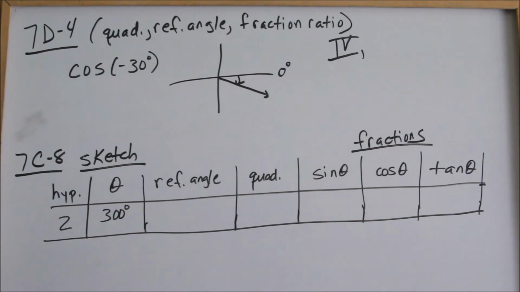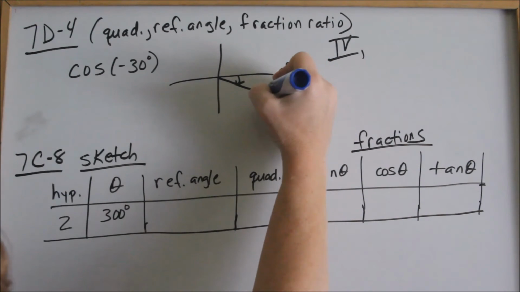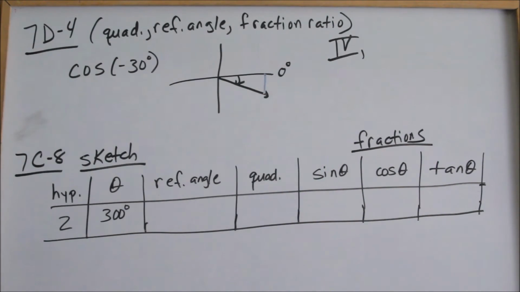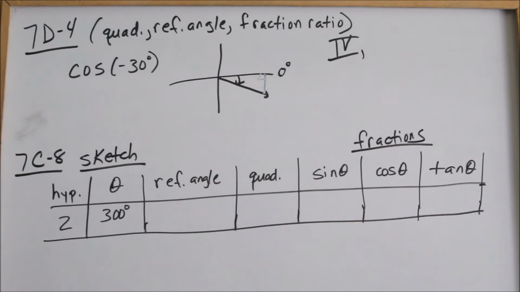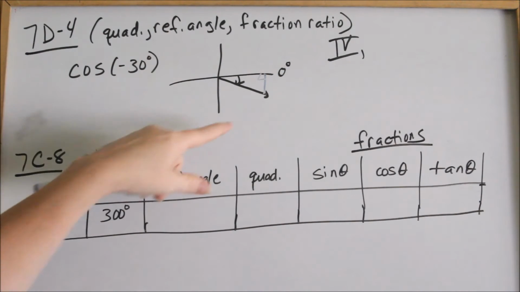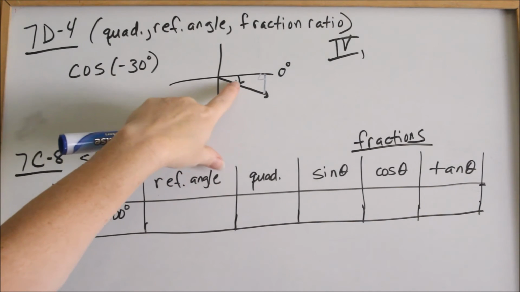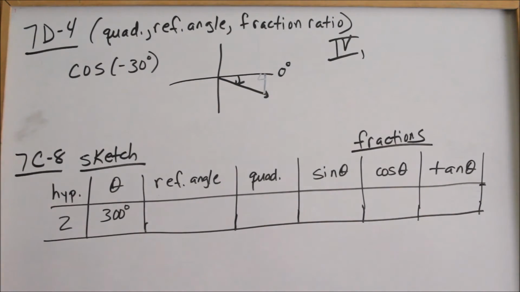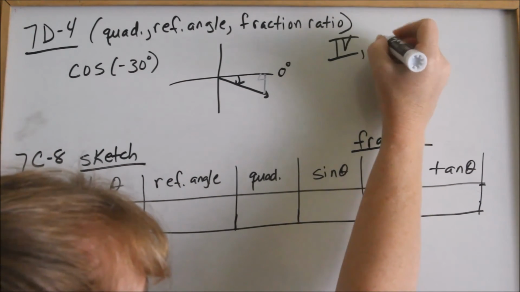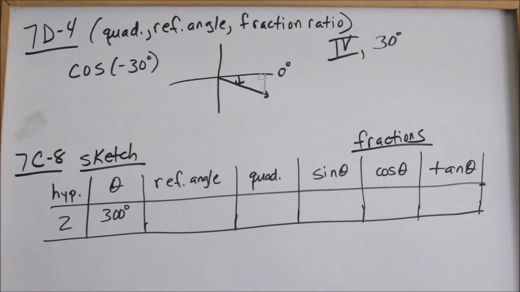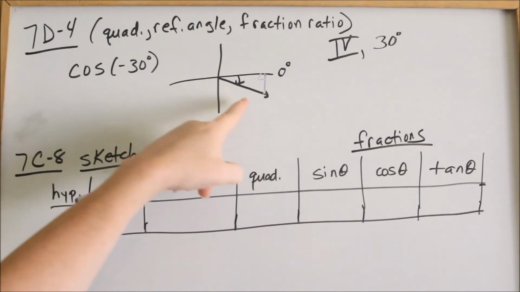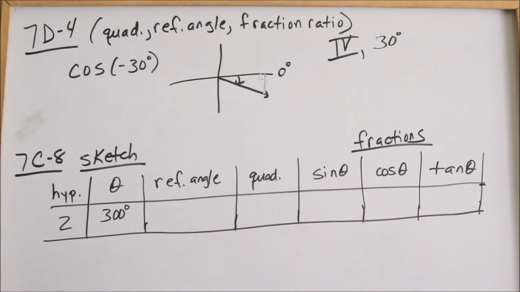To get back to the x-axis, that would be that line right there. And there is my right angle. So how many degrees did I go to get back to the x-axis? It's basically that same angle right there, 30 degrees. Don't say negative 30, because the reference angle is always positive. It's always a positive angle. So to get back to the x-axis is 30 degrees.